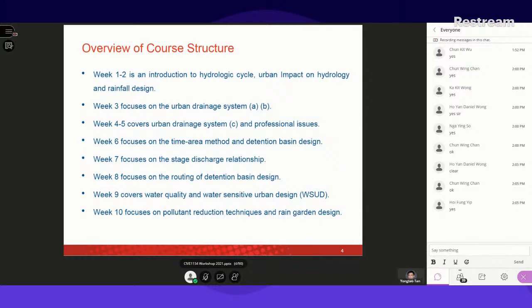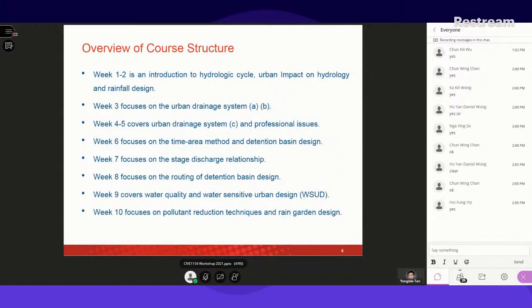The second part is to design a detention basin. Sorry, it's week 6, week 7, and week 8. So design a detention basin and an outlet structure, which means how to bring the flood peak down, to lower the flood peak to the pre-developed stage.